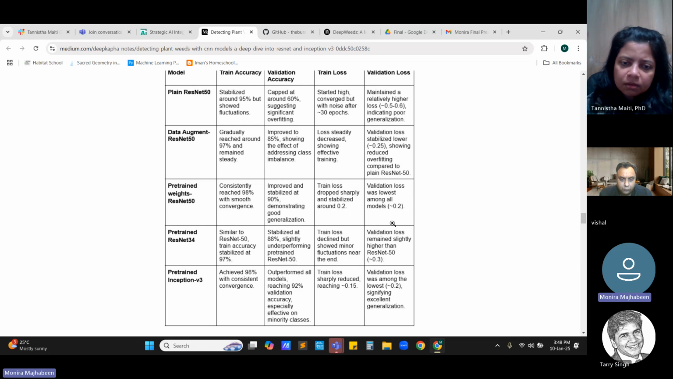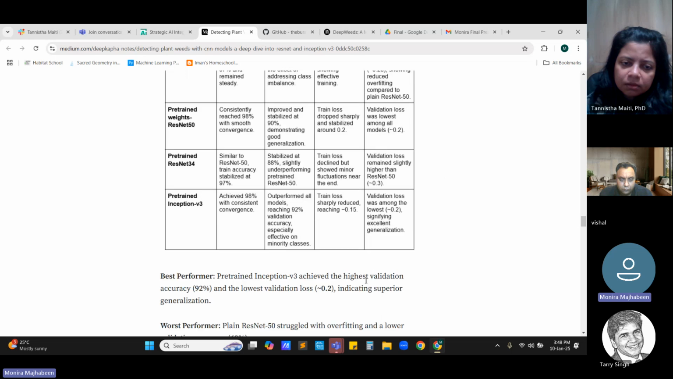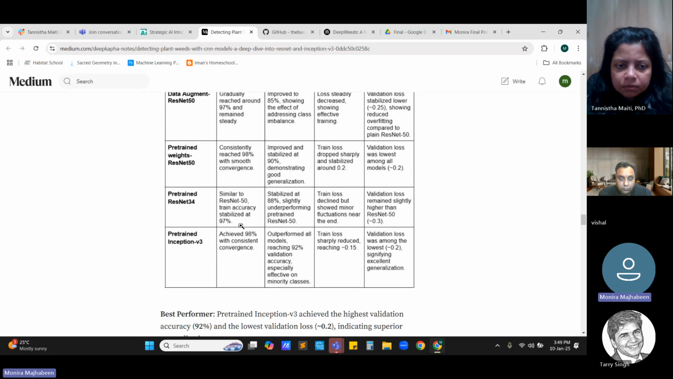Though there was not much of a difference in the losses, the accuracies had improved. For both the pre-trained ResNet 34 and Inception V3, definitely they were pre-trained. So in their case, when we just trained the model and ran it, it showed better performance also. But ResNet 34 did not perform as well as the pre-trained weight ResNet 50.